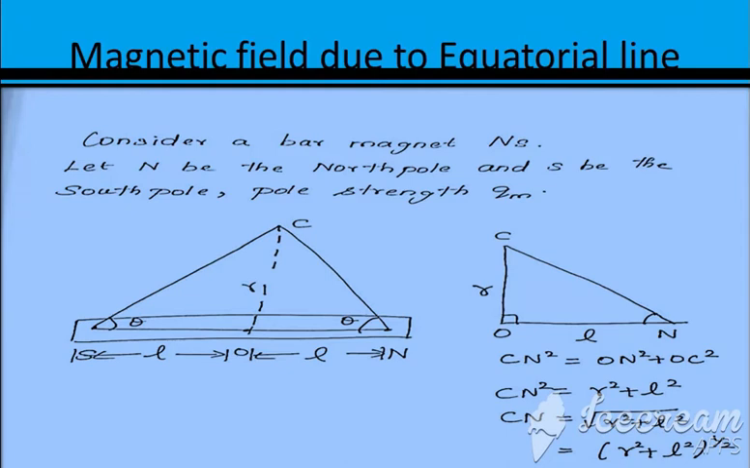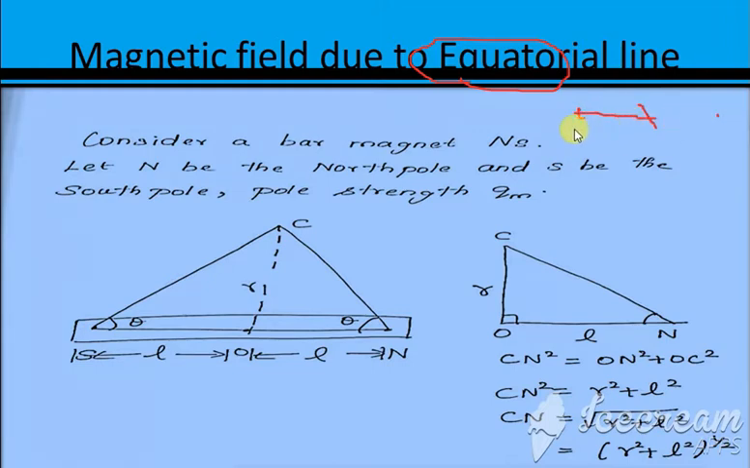Good morning, students. So, the next topic we are going to see is the magnetic field due to the equatorial line. Already we have seen the axial line, so now we are going to see the equatorial line. In this equatorial line, as I have told you already, the difference is that in the axial line we'll be considering the 2 points, so along the 2 points we'll be considering the other point.